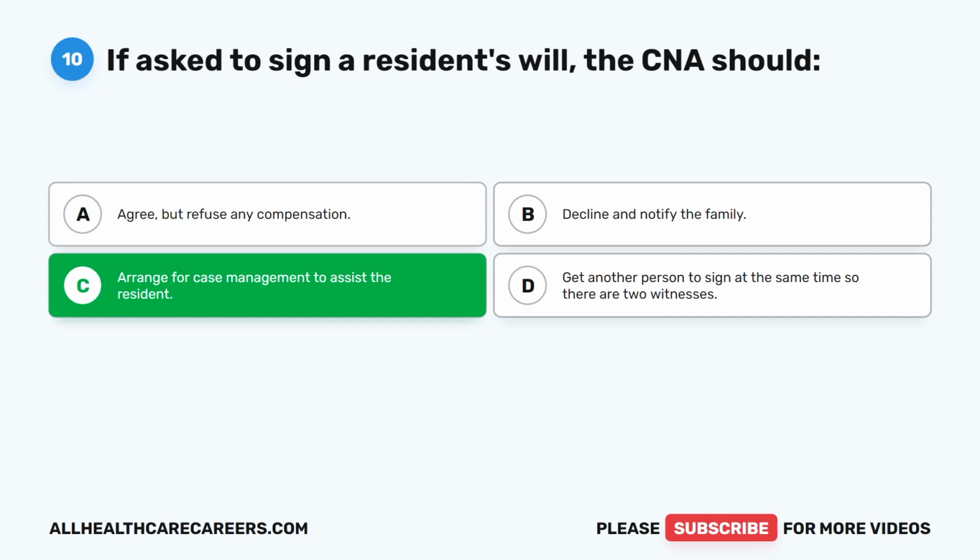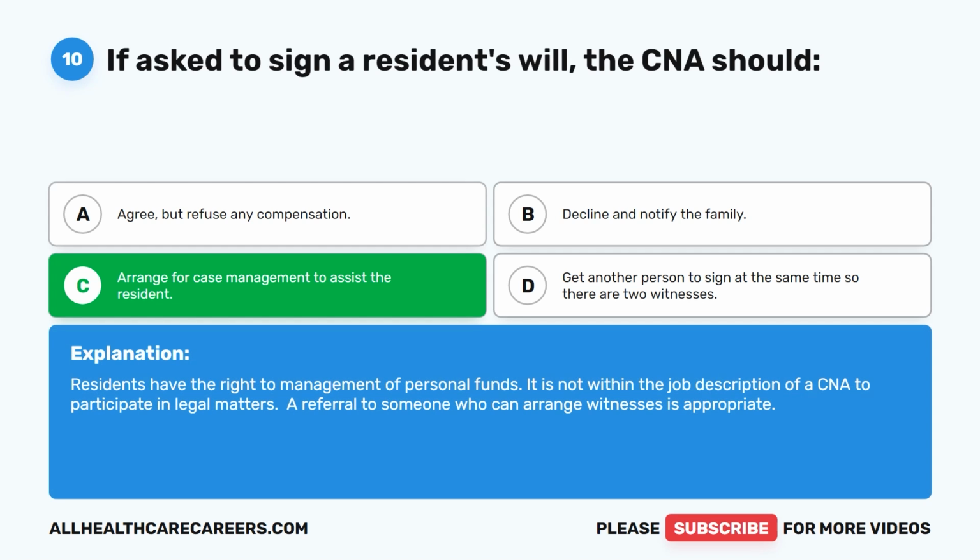The correct answer is C. Arrange for case management to assist the resident. Residents have the right to management of personal funds. It is not within the job description of a CNA to participate in legal matters. A referral to someone who can arrange witnesses is appropriate.